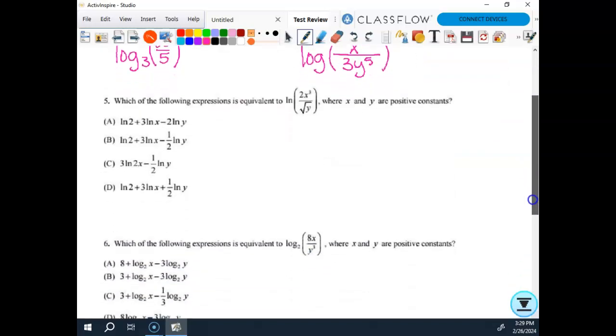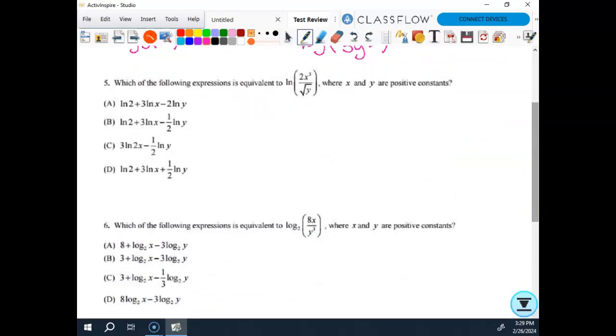Okie dokie. Which of the following expressions is equivalent? So we're basically doing the opposite of what we just did. So this is the natural log, all right? I have 3 things that I can break it up into, and I'll do this in a couple of steps just to make sure I don't lose anybody. The stuff in the numerator, natural log of 2 plus the natural log of x cubed minus the natural log, and the square root of y is the same as y to the 1/2 power.